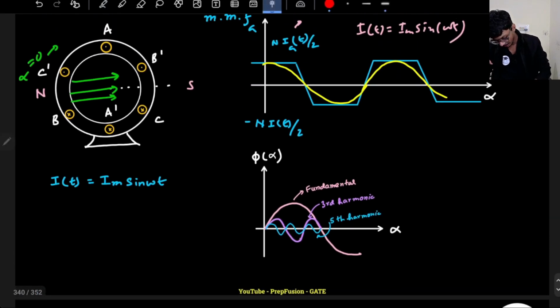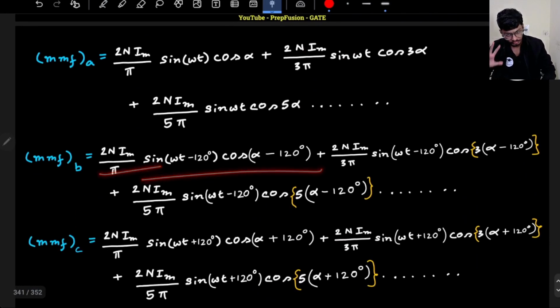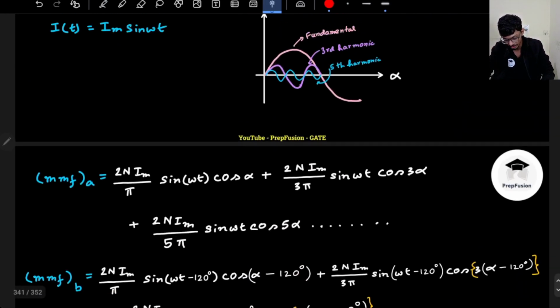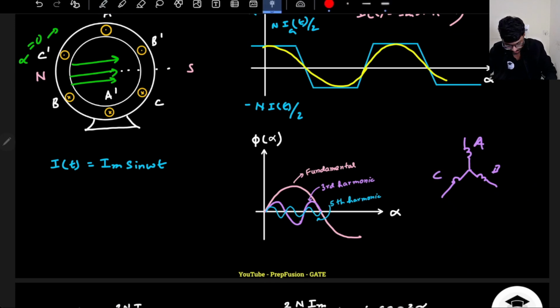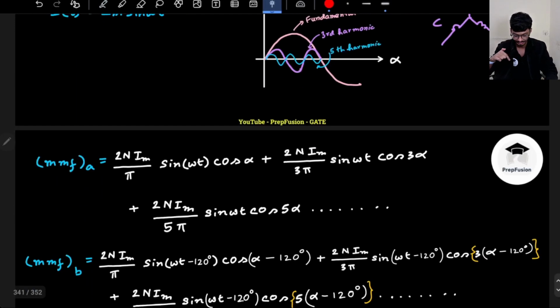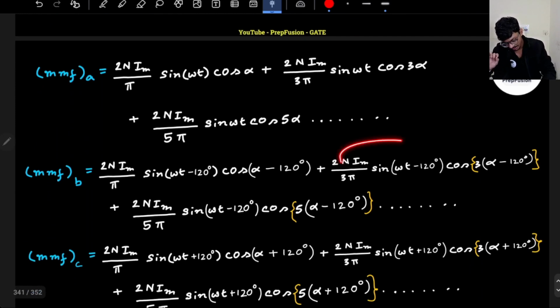So basically this is the mmf for phase A. For phase B, the same mmf will be there, just phase shifted by 120. Why? Because the coils are placed somewhat like this. Let's say this is my coil B, this is my coil A, this is my coil C. So coil B is 120 degrees in the clockwise direction, so it is minus 120. Remember this current does not have any harmonics.